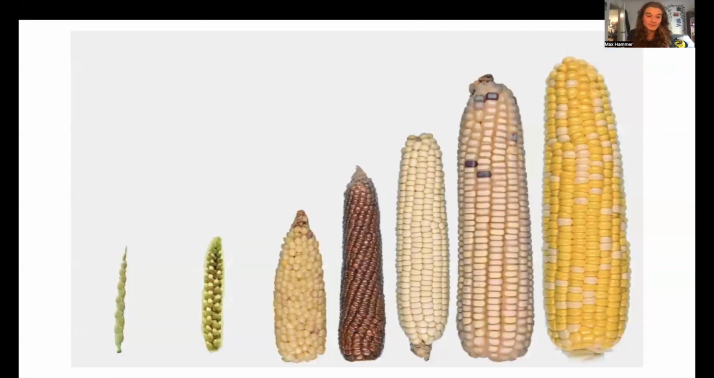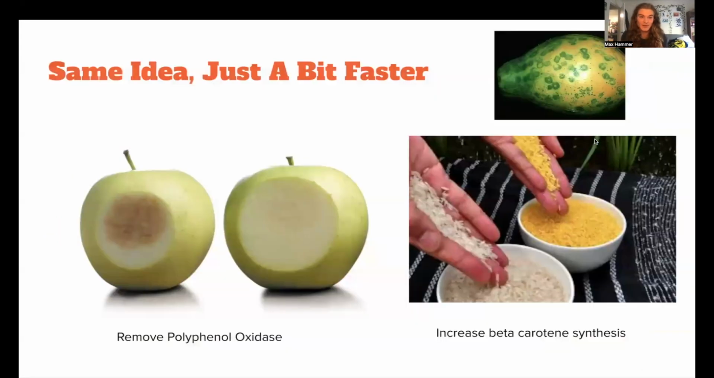Corn's another example where it used to be a grain. It used to be almost like grass, like if you let grass grow too high. And we slowly selected for those kernels to be bigger and bigger and bigger until we have this massive corn that we have today.